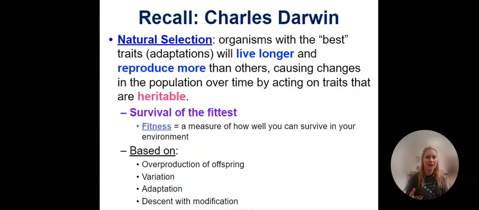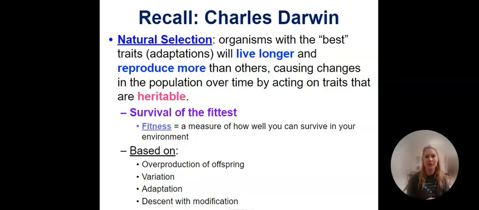So natural selection is one of the driving forces of evolution. Basically, Darwin said that natural selection is when organisms with the best trait will survive and reproduce more than others that don't have that trait, which will then cause a change in the population over time. Because again, we said evolution is when you see a change in the descendants compared to their ancestors.